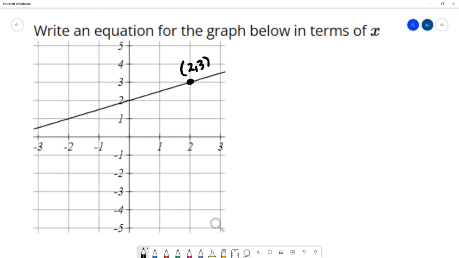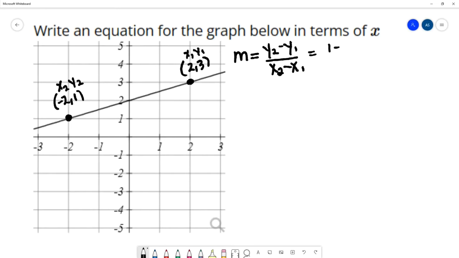And I have another point on the graph. Let's say this one right here is clear. That is -2, 1. When we have 2 points on the graph, we can calculate the slope. The calculation for slope uses the formula y2 minus y1 over x2 minus x1. We're going to let one point be x1, y1, and one point be x2, y2, and we'll substitute that into our formula.